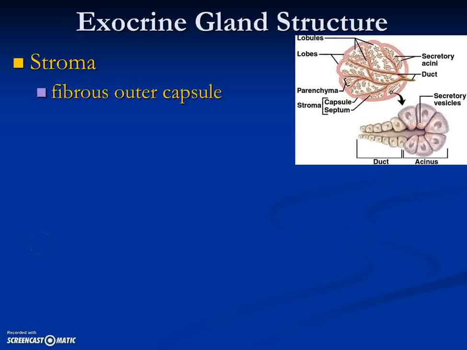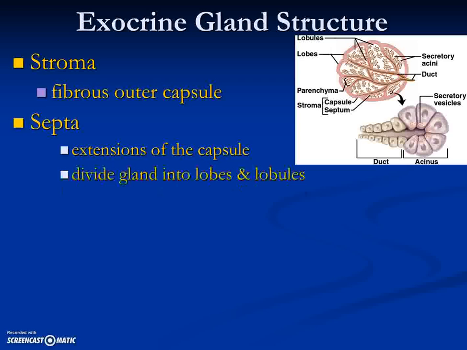And then that orange gets divided up into wedges by that same fibrous outer capsule coming down and dividing it out into those wedges. That would be considered the septa, extensions of the capsule that divide that orange into wedges, or in this case, divide this gland into lobes or lobules. Okay? So on our picture, this is the stroma on the outside, and how this comes down into it and divides it into lobes or lobules, that'd be the septa.